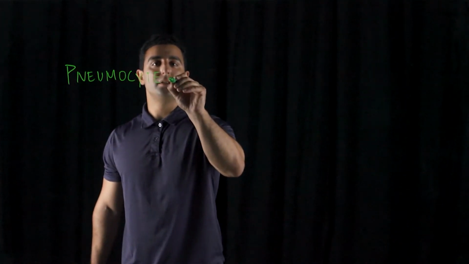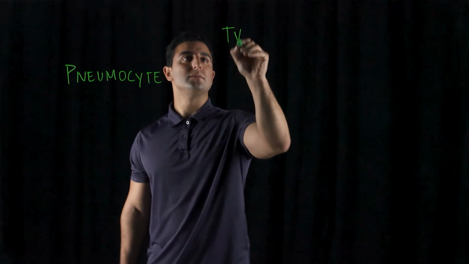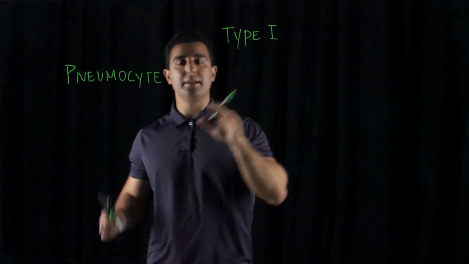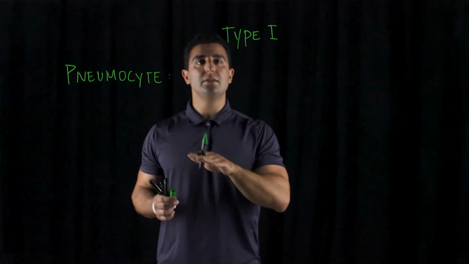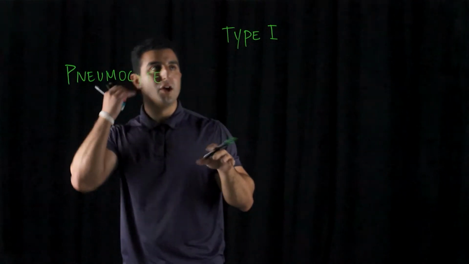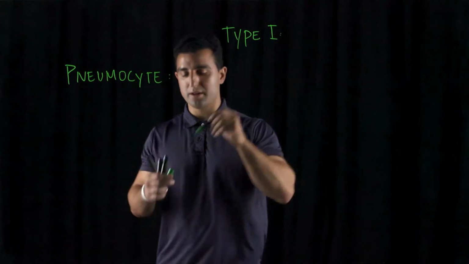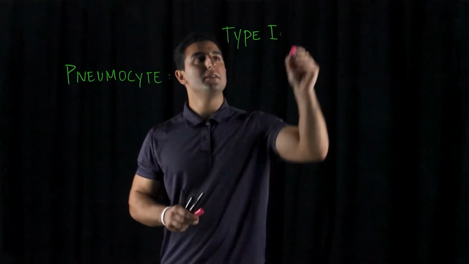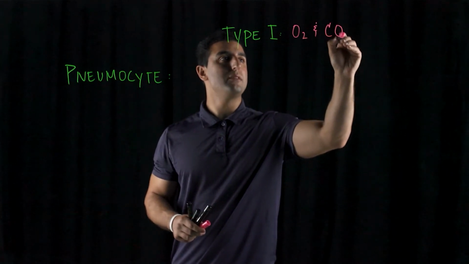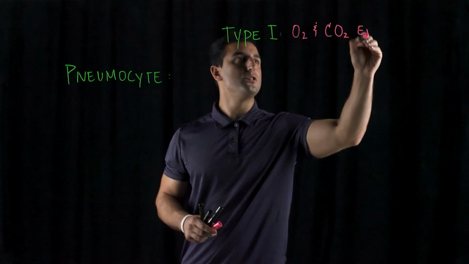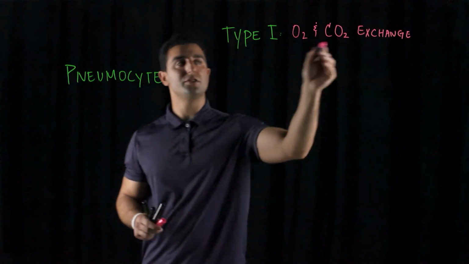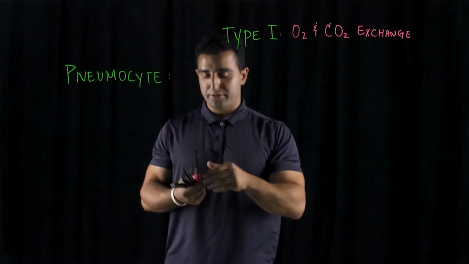So if we talk about type 1, these are squamous type layers. This is the single layer, or the simple squamous layer, of the respiratory system where the actual gas exchange takes place, right? This is where oxygen and carbon dioxide are being transported back and forth in order for the phenomenon of gas exchange to take place. So oxygen and carbon dioxide exchange, and that's the main function.